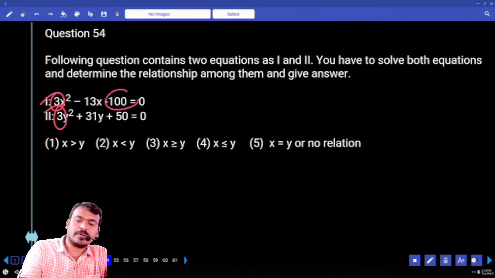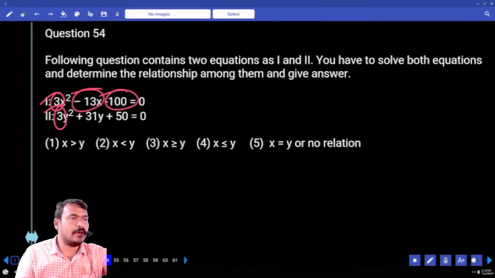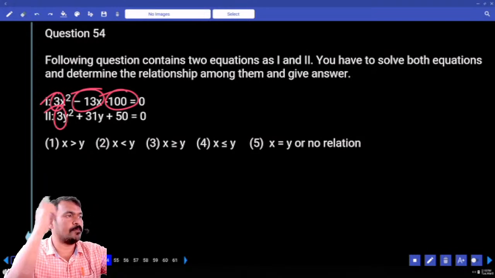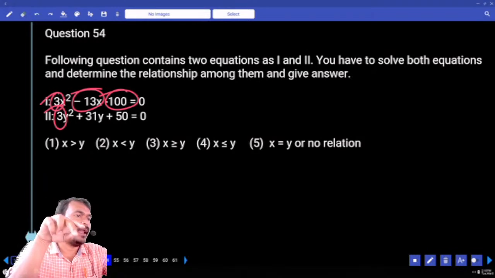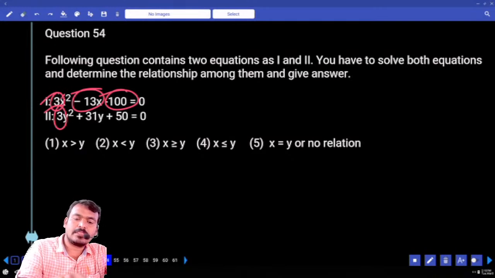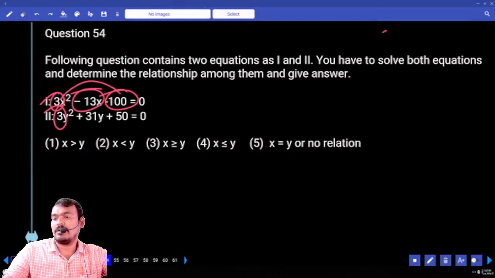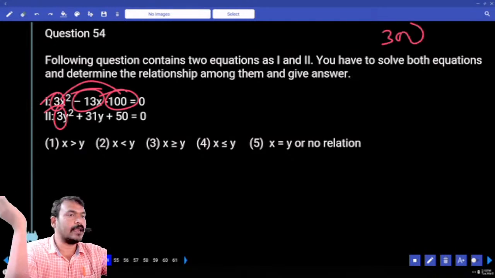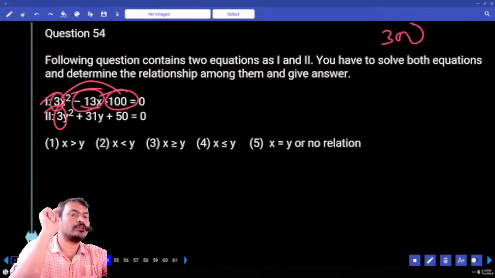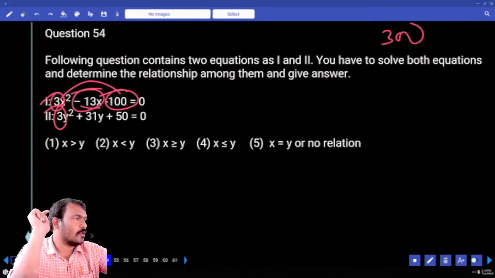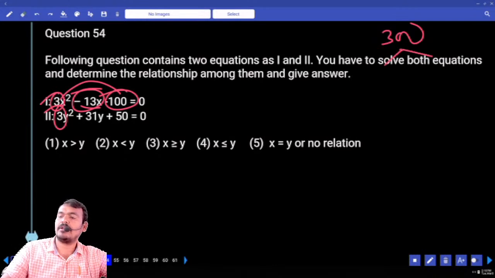What is the product in the first equation? Minus 100. Sum will be minus 13. Means one root must be positive, another root negative. Product is 3 into 100, how much? 300. Product value 300, but sum value is how much? 13. Okay. 300 means we write 25 into 4 times 3.